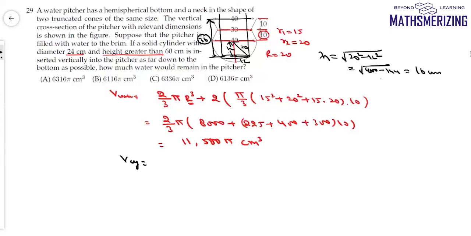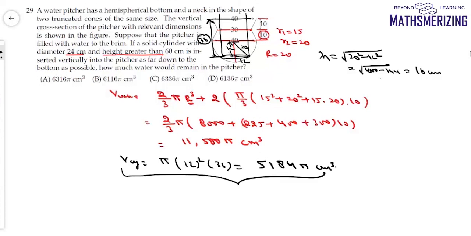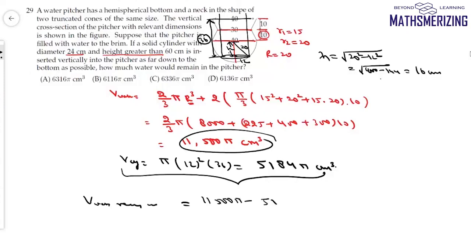So what is volume of the cylinder? So volume of the cylinder will be pi r square. R square here is 12 square into 36, which is 5184 pi centimeter cube. Now this is also volume of water displaced by this cylinder. So if we have to find volume of water which is remaining in the pitcher, then it is given by this total volume, which is 11,500 pi minus 5184 pi, and which is equal to 6316 pi centimeter cube, and which is your option number A.